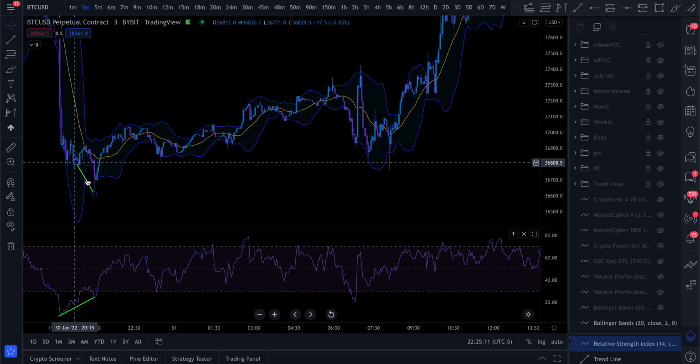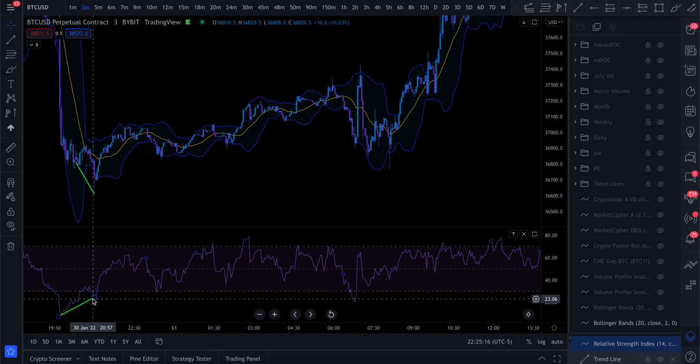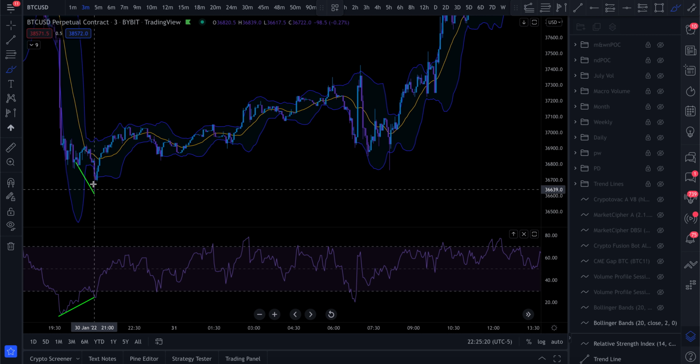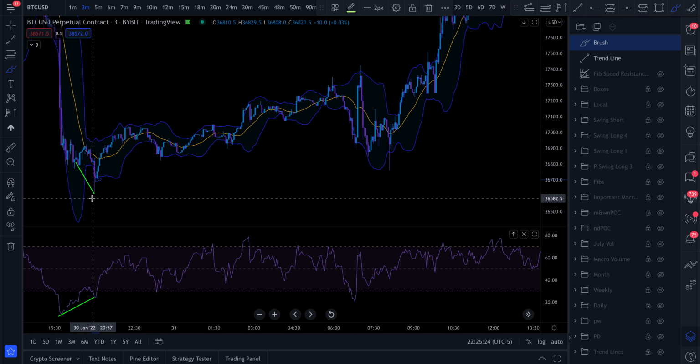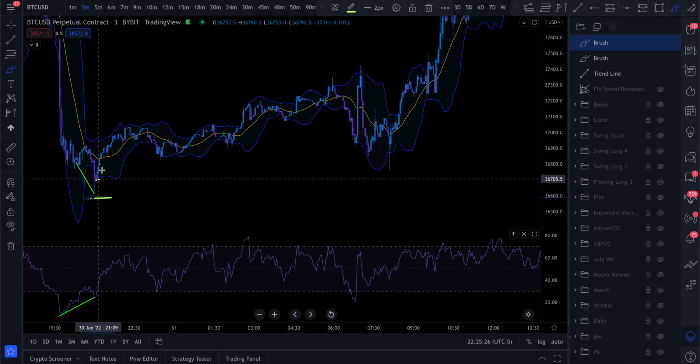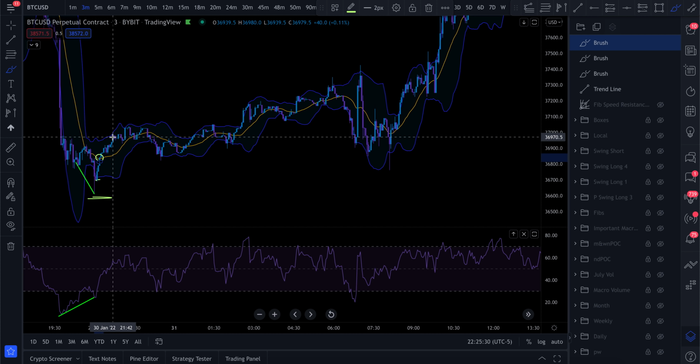We want to see price making a lower low as the price wicks below the Bollinger Band, and we want to see momentum making a higher low. Immediately what we do is we try to limit into a trade if we can, okay? And let's say we get our entry right here. Our stop loss goes below that wick. Take profit 1 is going to be at the center Bollinger Band, and our take profit 2 is going to be at the top Bollinger Band.